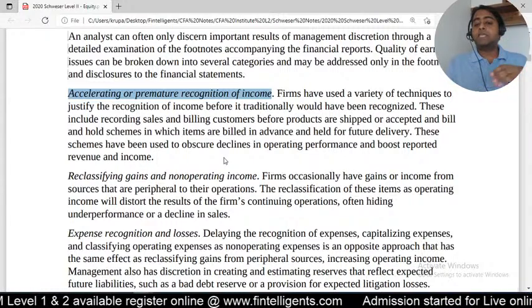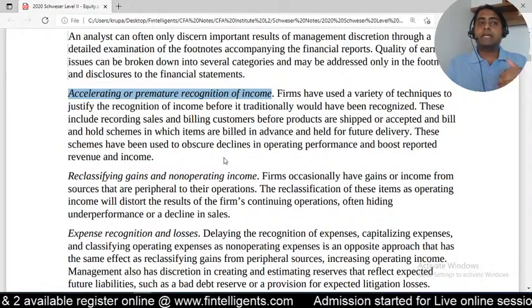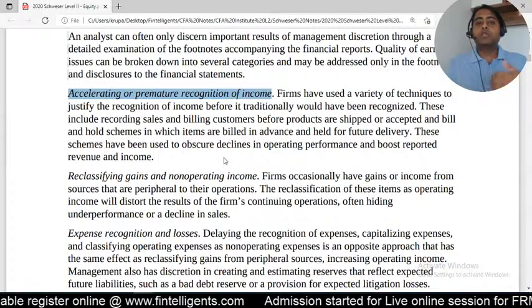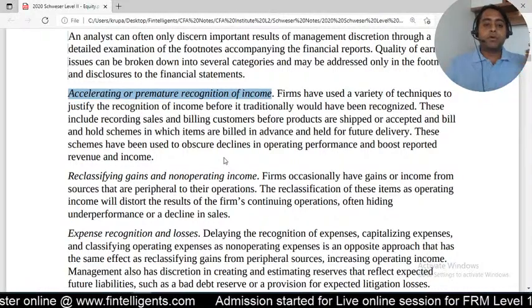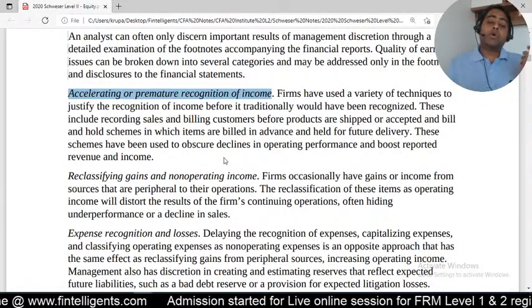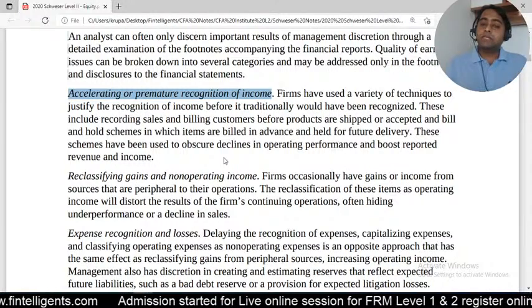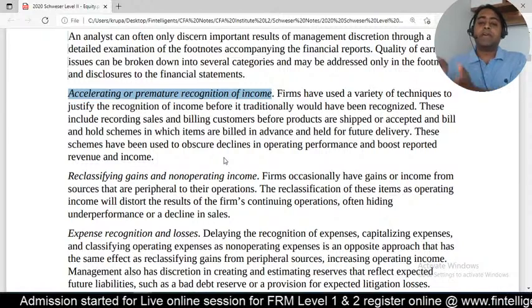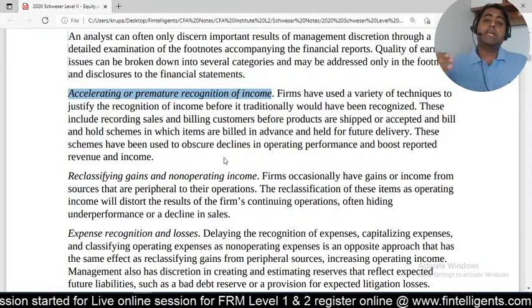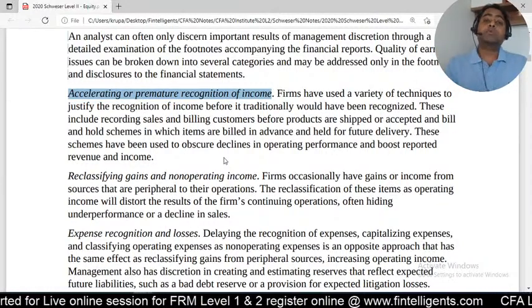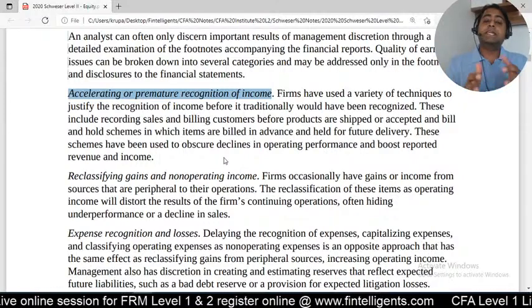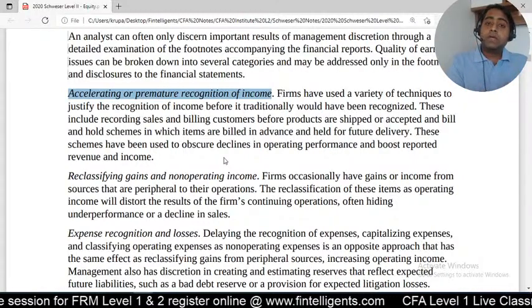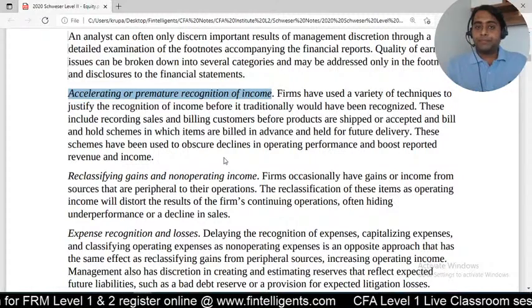That means if I'm billing the customer, normally when the customer pays you, you recognize that income in the books. But you can also show inflated numbers, by showing that you've already sold, but the goods are at your warehouse and your customer is going to take the goods in the next month or next quarter. That is you being very aggressive in showing your income.